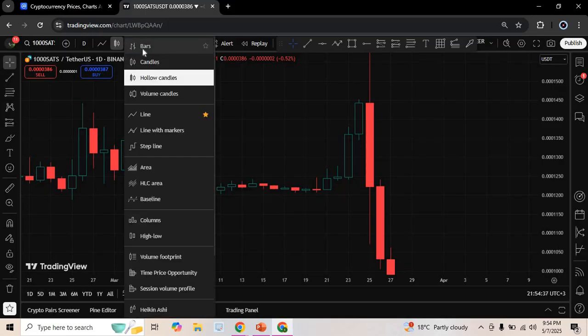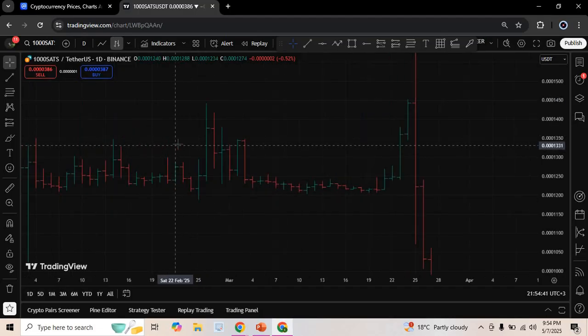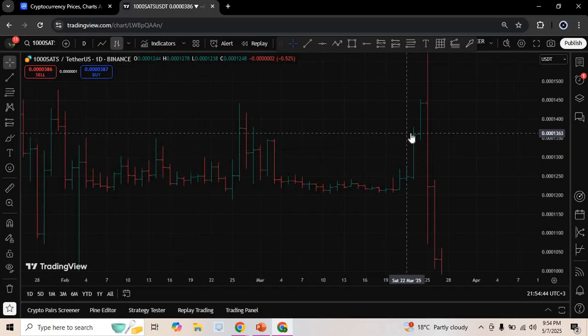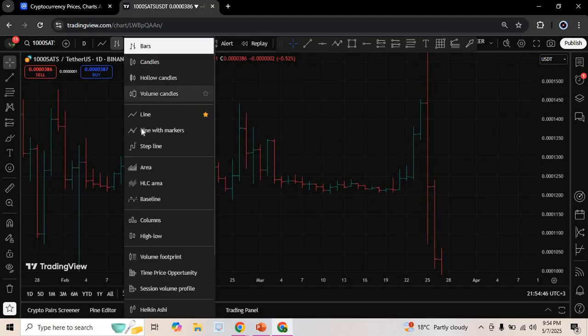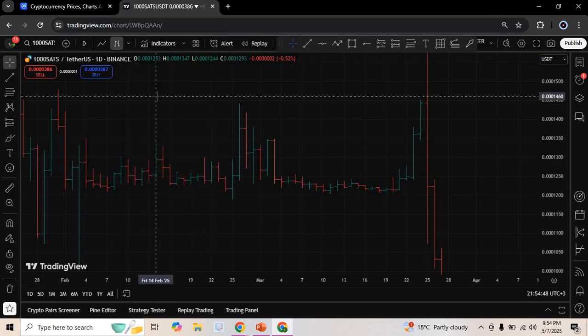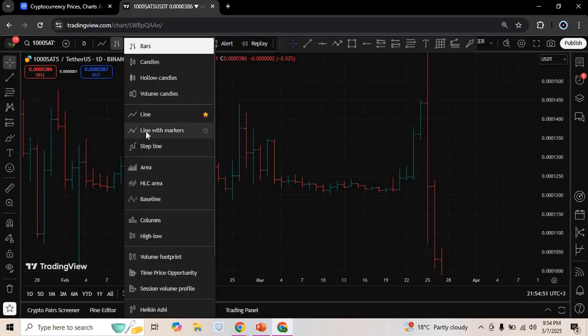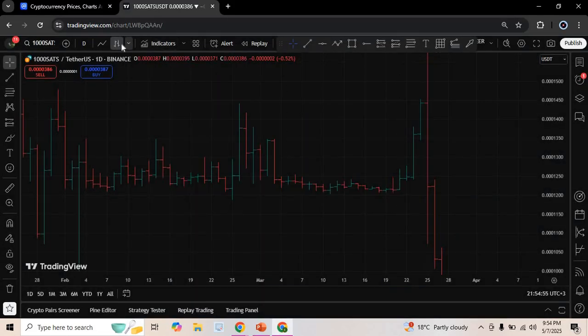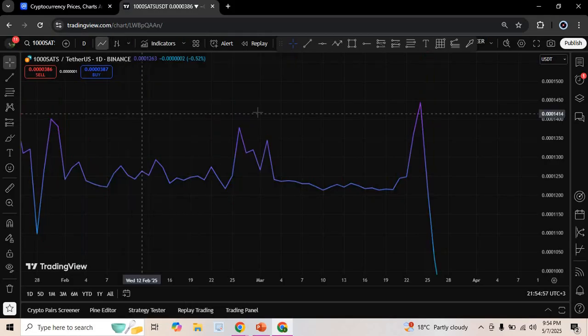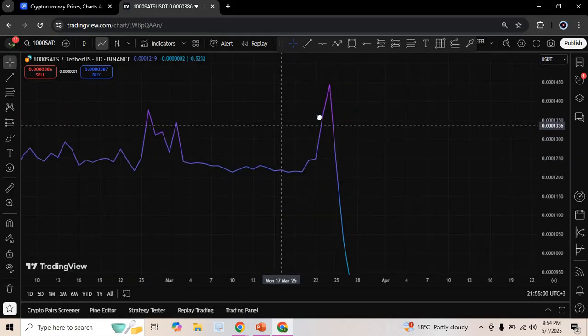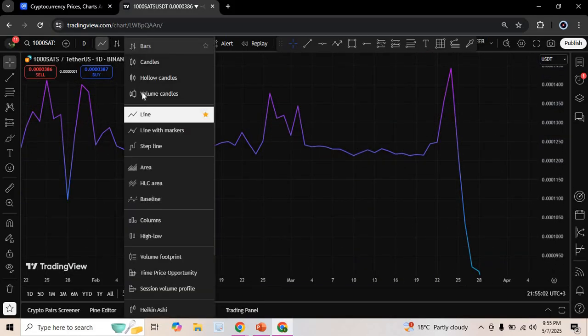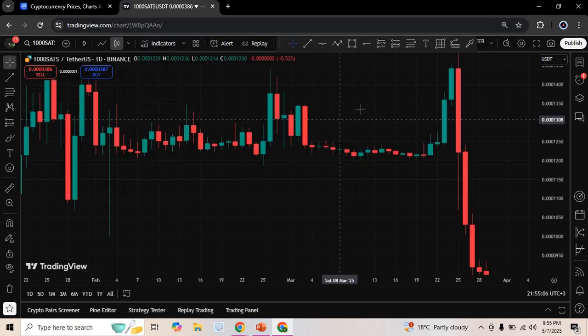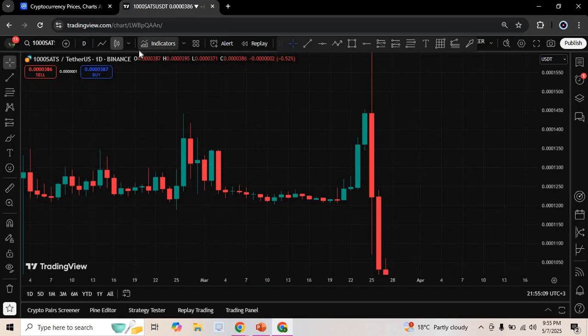If, for example, you use bars, though I've never met someone who uses bars, you can do that and analyze your charts using the bars. If you use the volume candles, they are very different types of candlesticks. The line and the hollow candles are on the paid version. So if you want the line chart, you can do it like that. But the most commonly used is the default, which is the candles, the ones that look like that.